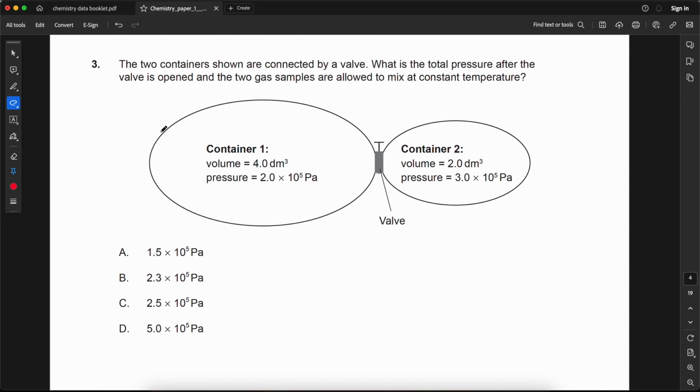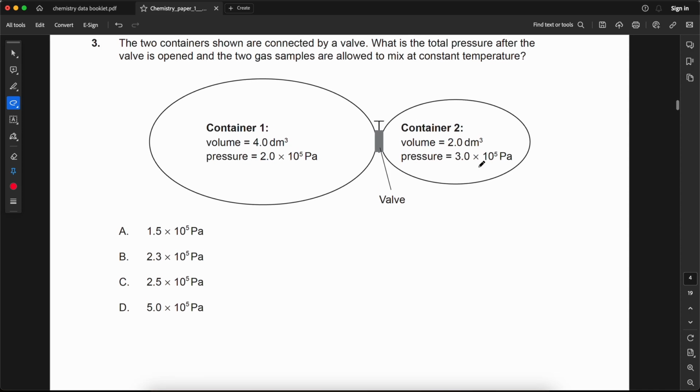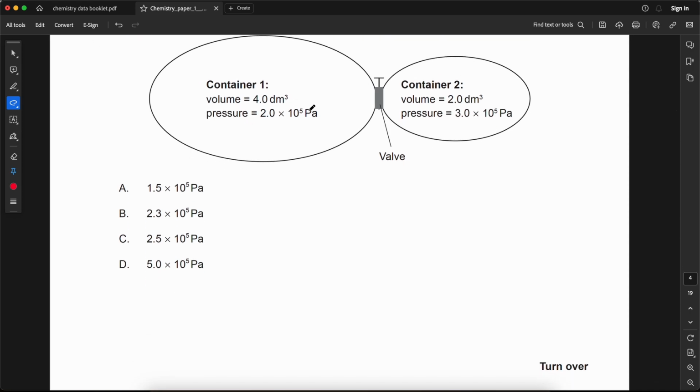The 2 containers shown are connected by a valve. What is the total pressure after the valve is open and the 2 gas samples are allowed to mix at constant temperature? The first container contains 4 decimeter cube and pressure 2 times 10 to the power 5 Pascal. And the second one is 2 decimeter cube for volume and pressure is 3 times 10 to the power 5 Pascal.